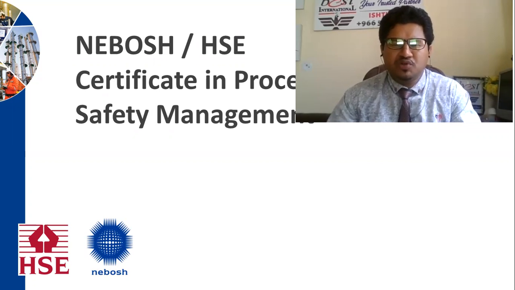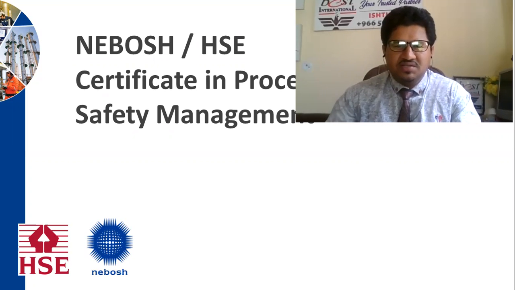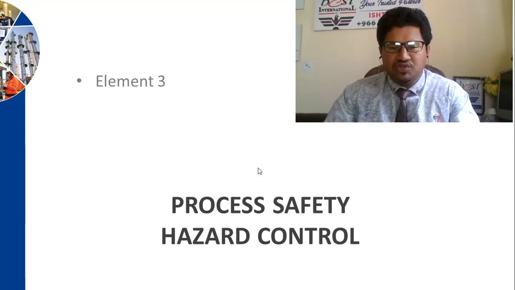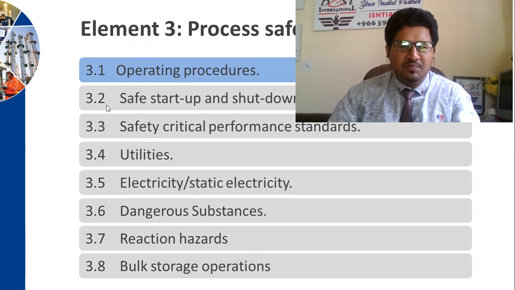This belongs to NEBOSH Process Safety Management, and this is the third element, process safety hazard and controls. So we'll discuss it in depth. As usual, I told you every element has some sub-elements. Element number 3 of NEBOSH Process Safety Management also has 8 sub-elements in total.